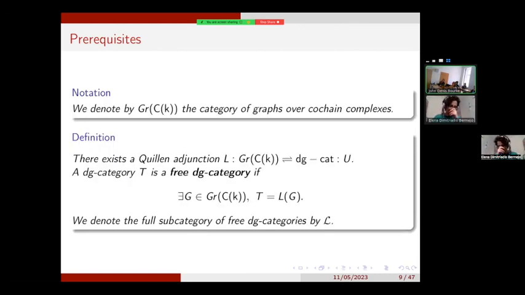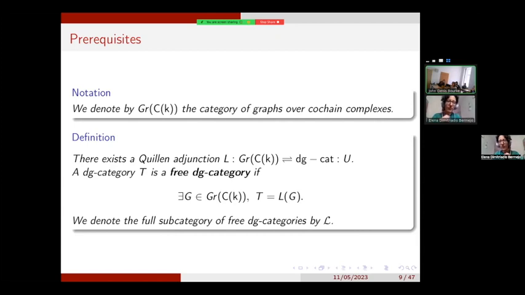is free DG categories. So we denote by GR of K the category of graphs over co-chain complexes. Then we have an adjunction between the graphs and DG categories. And we call a free DG category a category that is an image of a graph by this adjunction.